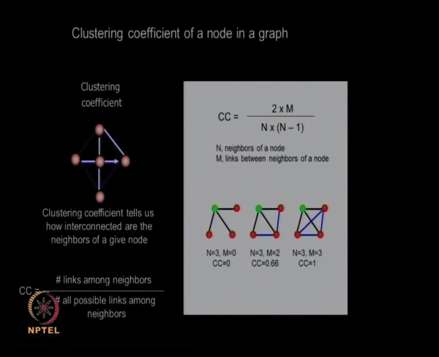Now, more generally, a formula can be brought up. If there are m interactions between the neighbors of a node of interest and there are n neighbors of that node, then the clustering coefficient can be written as m upon n times (n minus 1) by 2. So, that would be defined as the clustering coefficient of that particular node. And when averaged over a whole network, the clustering coefficient gives you a sense of the modularity of the network. The higher the average clustering coefficient, the more likely the network is clustered or can be decomposed into specific modules.